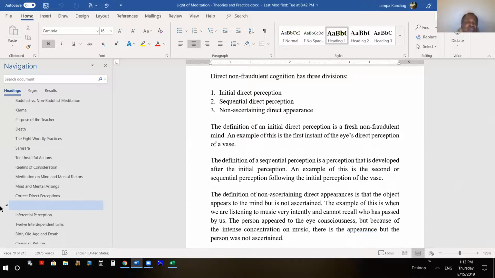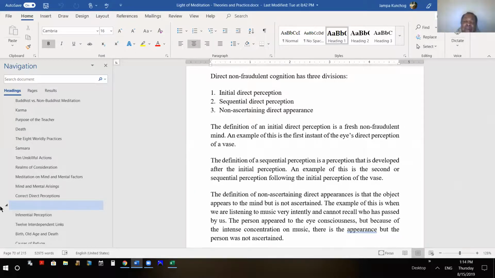So in this school, this is written in accordance with the Dodeba school, when you first see, you're looking in your room for a vase, and the first time that it appears to your eye consciousness is what we call fresh, or in Tibetan it says Dambo, which is first. So you have that first cognition of it, and then everything else is sequential. Sequential, same thing as the word means, coming in a sequence or after something.